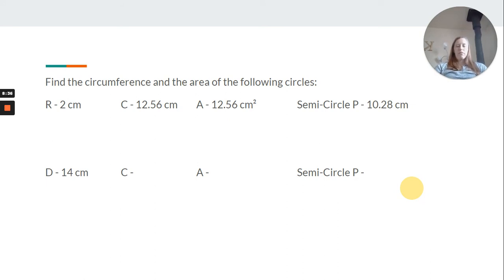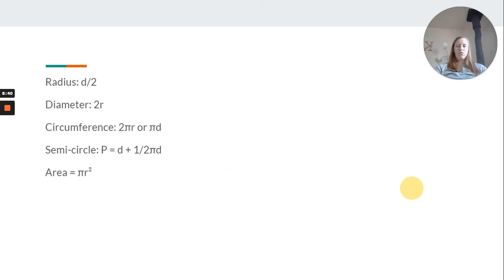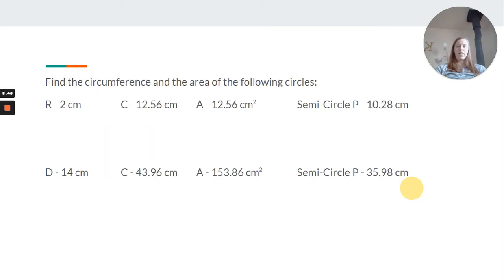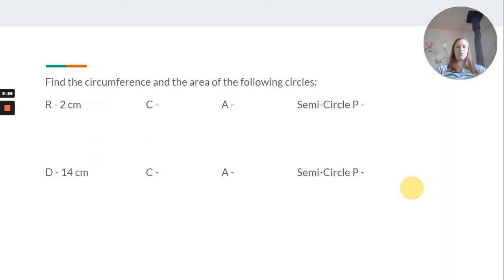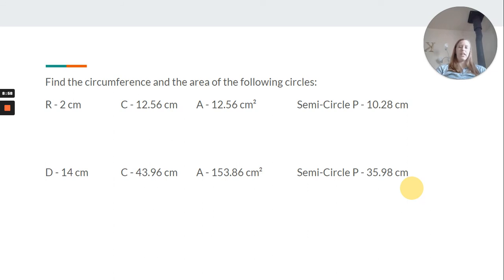Okay, so next we have 14 for our diameter. So 14 times pi, 43.96. To find the area, we take half of it, which is 7, squared is 49 times pi, 153.86 centimeters squared. And then semicircle, again, half the pi times 14 plus 14 gives us 35.98 for the perimeter of a semicircle with that diameter.